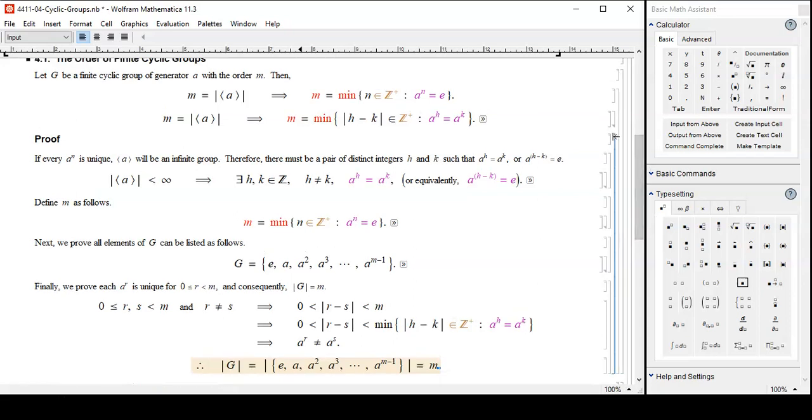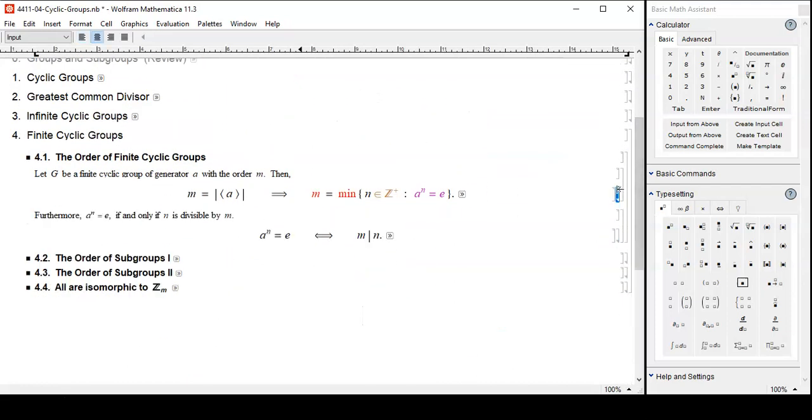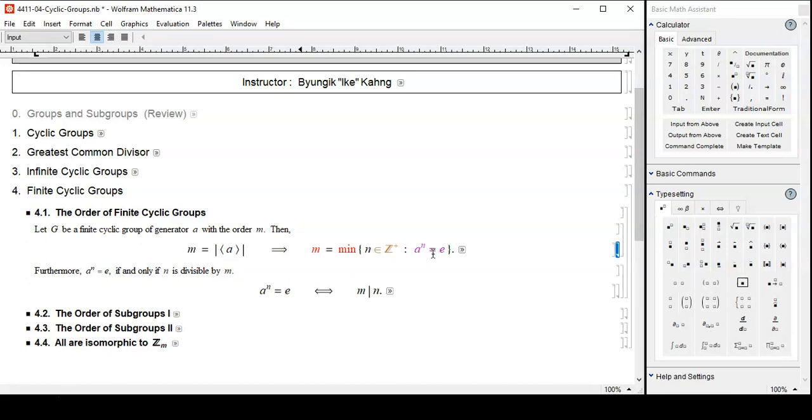That completes the proof. So, if you have a finite cyclic group, then that order is obtained by this formula here.